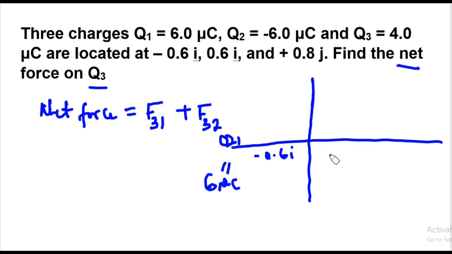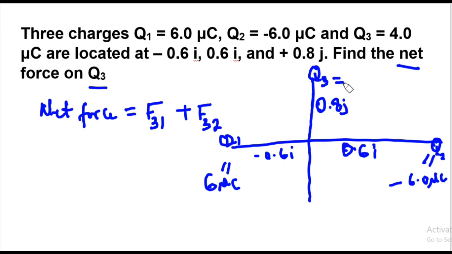Then Q2, which is minus 6 microcoulomb, is located on the positive x-axis. So we have 0.6I, and seated here is Q2. So Q2 is minus 6.0 microcoulomb. And the third one is Q3, which is seated at 0.8J, that is positive y. This is Q3, 4 microcoulomb.